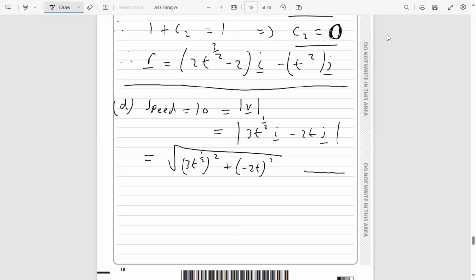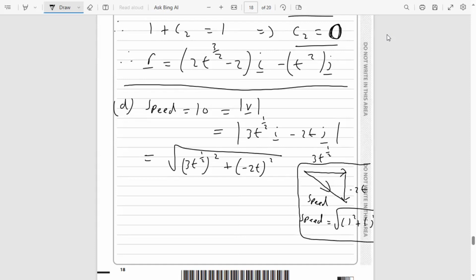Just to explain this diagrammatically, we've got 3t to the half in our I direction. We've got this -2t in our j direction. So the speed is the magnitude of this, the hypotenuse essentially. So to get our hypotenuse, our speed is going to be equal to, again, the square root of this I component squared plus this j component squared. So that's a diagrammatic explanation of why we're doing Pythagoras here.